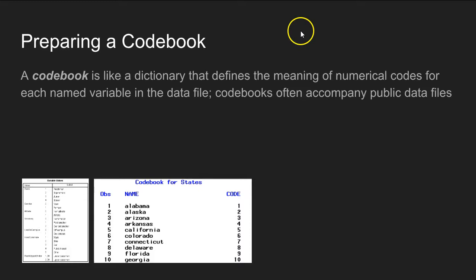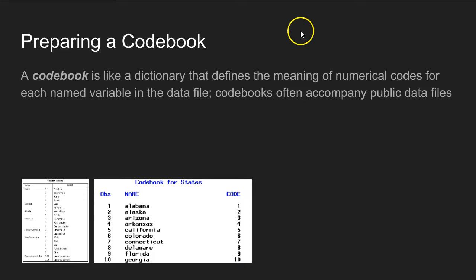In the example on the screen, there was a variable called states. And states could have several categories, and each state, like Alabama, had a particular code. So Alabama was coded 1, Alaska was coded 2, Arizona was coded 3, and a codebook would indicate all the different categories on a variable and the codes that were imported into the data set for that variable to represent each of the categories. And so a codebook is like a dictionary for the entire data set.